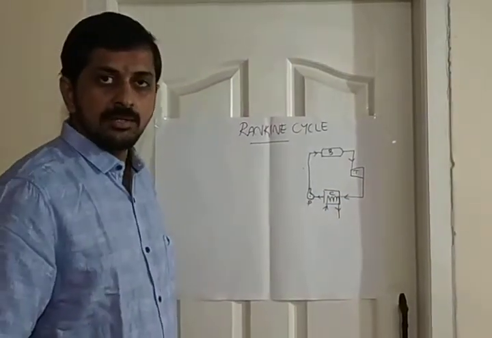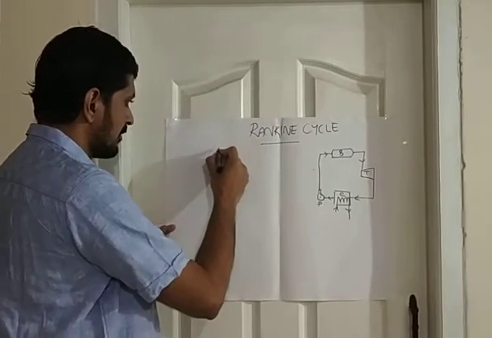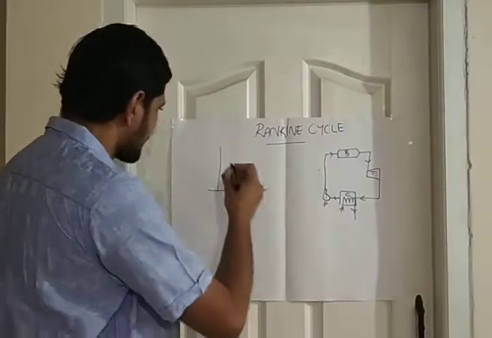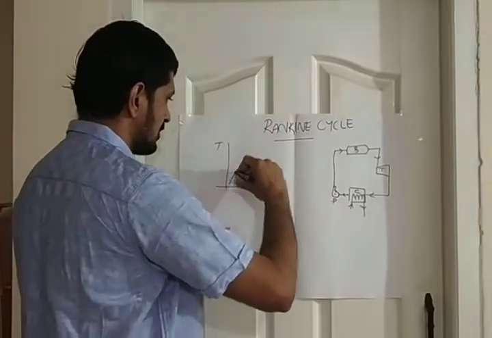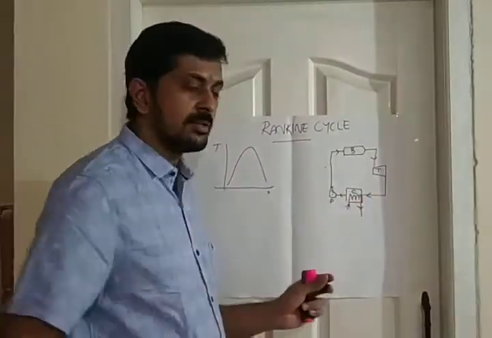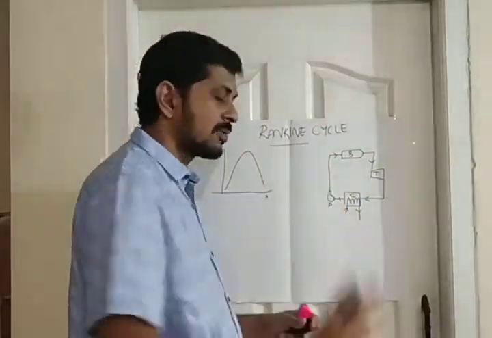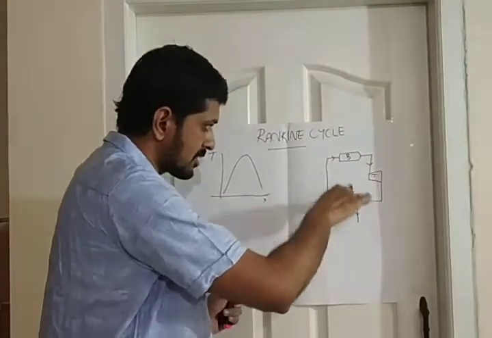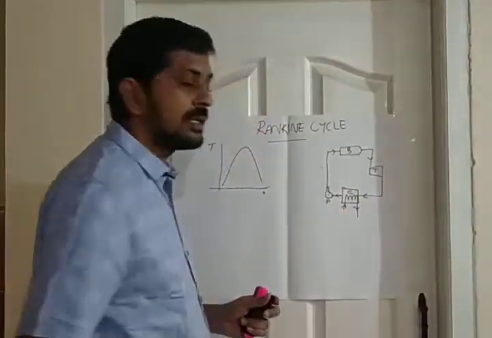So let us see the Rankine cycle, the ideal cycle corresponding to this vapor power plant or steam turbine power plant. I will show you the TS diagram, the temperature entropy diagram. Temperature on the x-axis and specific entropy on the y-axis. You have the vapor dome here, and you have four different processes taking place in this closed system. There are two isentropic processes and two constant pressure processes. Isentropic processes are taking place in the pump and the turbine, and constant pressure heat addition and heat rejection are taking place in the boiler and the condenser.